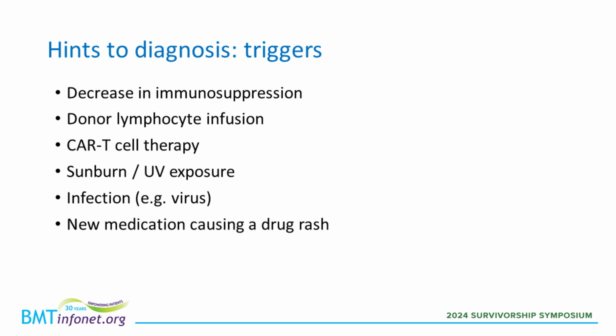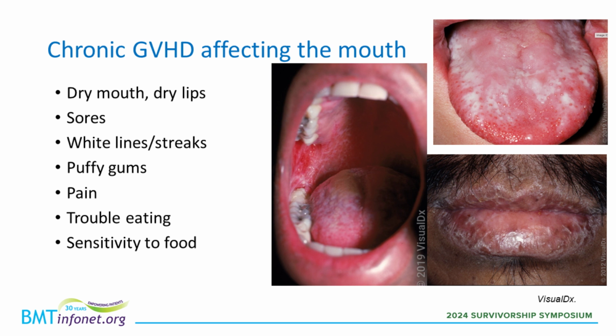So any change in immunosuppression, as happens quite frequently, if there's any history of a donor lymphocyte infusion recently, CAR T-cell therapy, another trigger that we see is sunburn or UV exposure that's more than usual. Infections are quite common. And then, of course, any new medications causing a drug rash could sort of be a trigger for graft-versus-host disease as well.